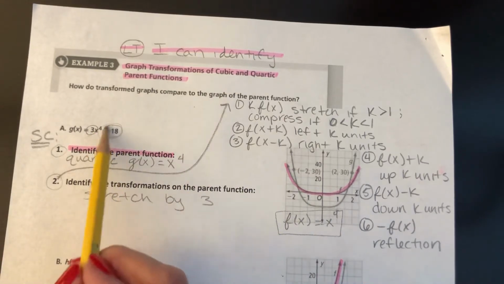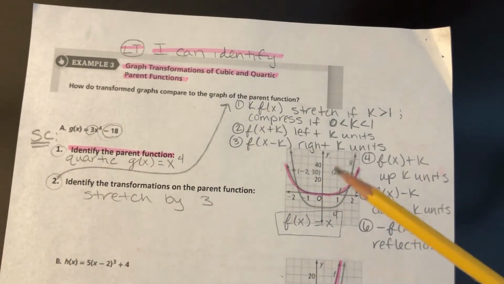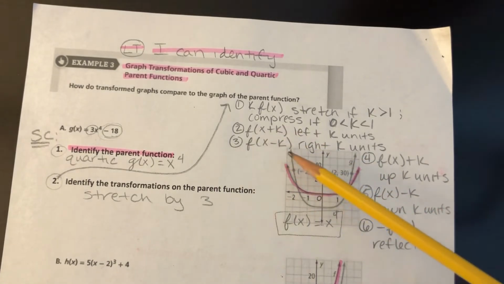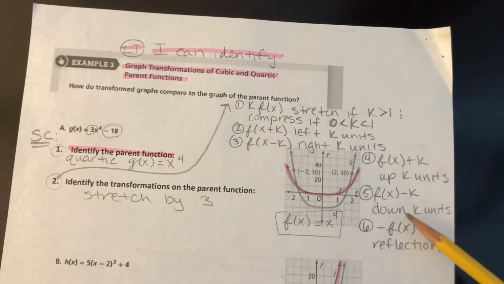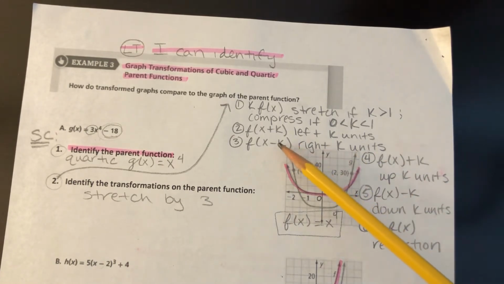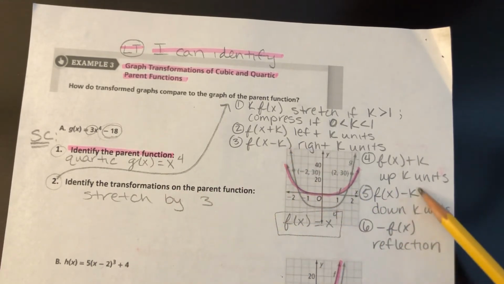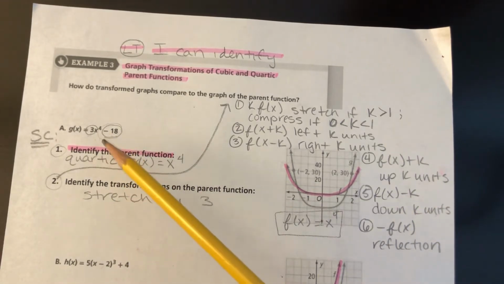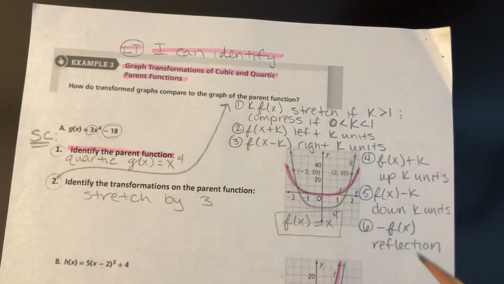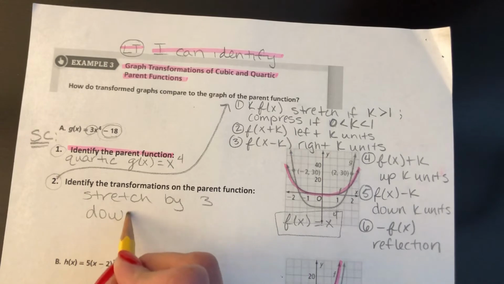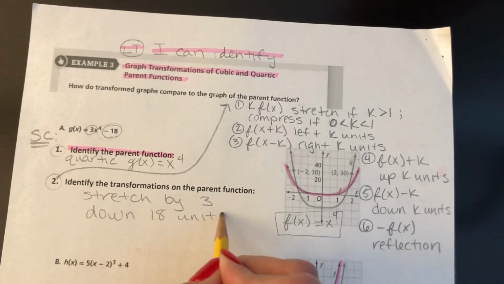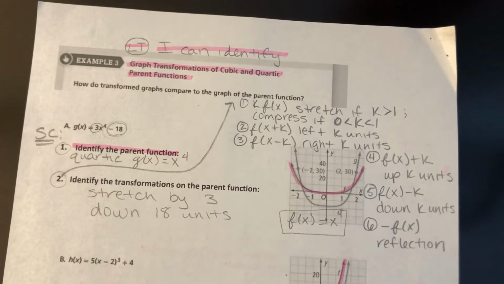Okay, now what does this negative 18 mean? Well, let's review our rules. There could be two things. It could either go right or it could go down. And the way we know when we have that case is is it inside the parentheses or is it outside the parentheses? So I don't see any parentheses and it's outside, so that means it's going to go down 18. And that would be called a vertical shift down. So that's my description there.